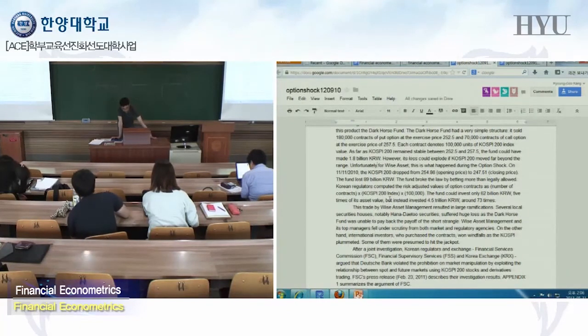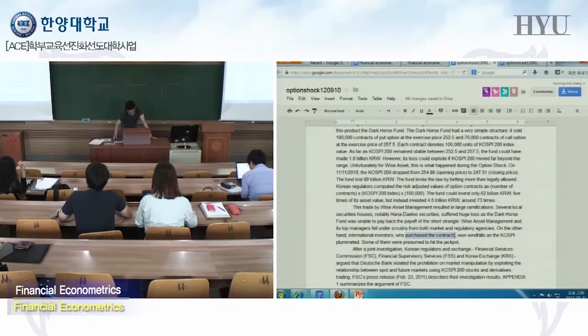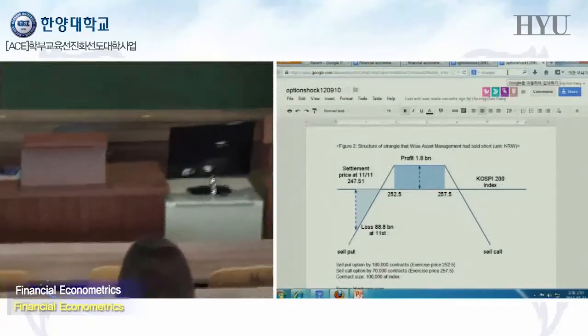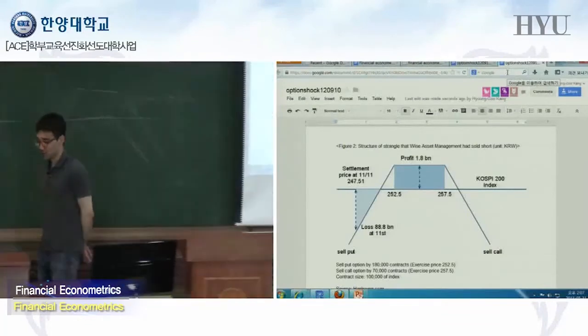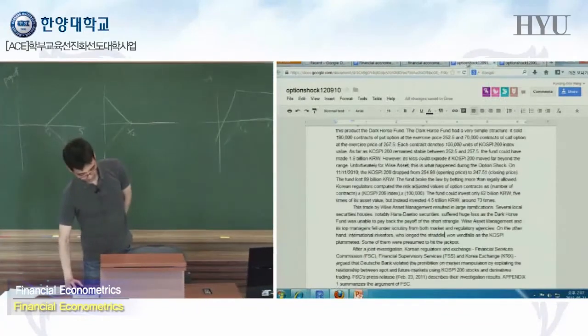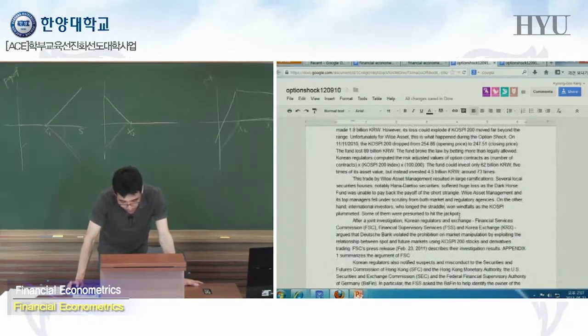Okay, not purchased. Let's change it. Those who were long the strangle won a windfall as KOSPI 200 plunged. Okay? Because they made this loss, someone must have made this amount of money, which is international investors. Okay? Some of them were presumed to hit the jackpot.